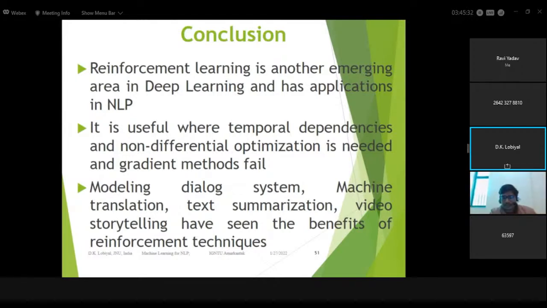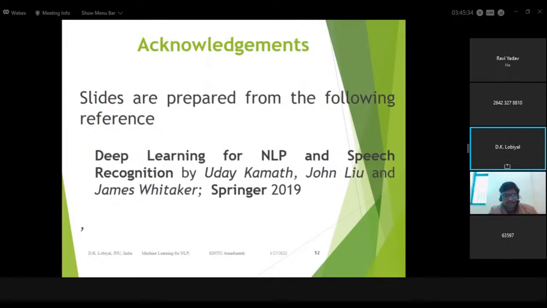And then, yes, this is the book which you can follow: Deep Learning for NLP and Speech Recognition by Uday Kamath, Springer 2019. The latest book is a very good reference if you really want to learn a few things about machine learning for NLP. That's the idea, to give information, not to go into detail of anything. With this, I'll thank you.